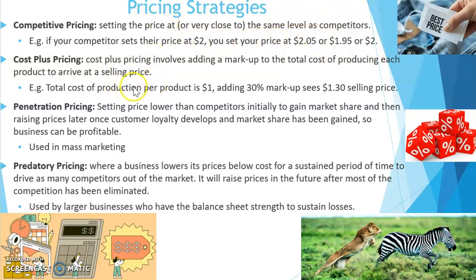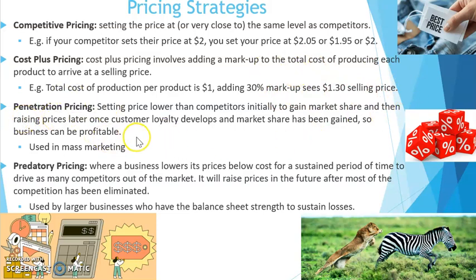Cost plus pricing. Now, cost plus pricing will tinker a few memories from our accounting course, and this involves adding a markup on the total cost of producing each product to arrive at a selling price. So as the name suggests, it is cost plus a margin on top of that to generate the selling price. Now this obviously ensures that our product is going to make a profit. So if the product cost us $1 to make, if we add a 30% markup, it gives us a $1.30 selling price.